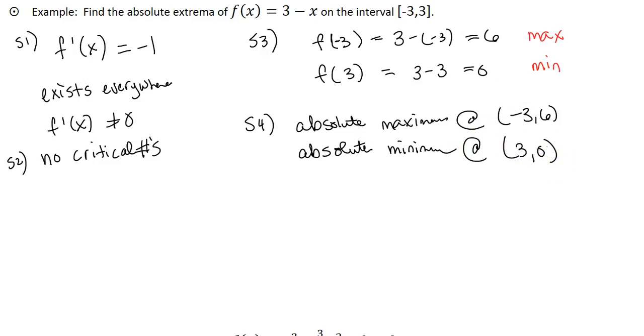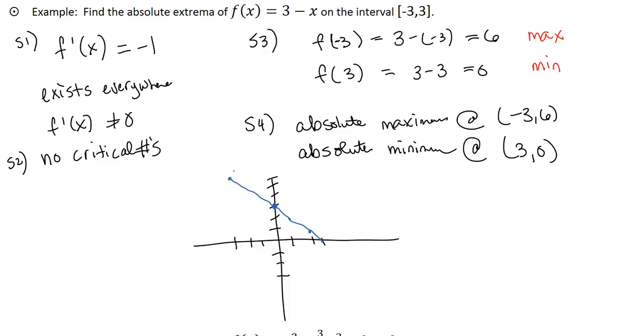Now if you were to graph something like this, you could see it pretty clearly. So this is a straight line, the y-intercept is going to be at 3, and then it's going to go down 1 over 1 with a slope of -1, go up to the 6 here, and you can see what that looks like.